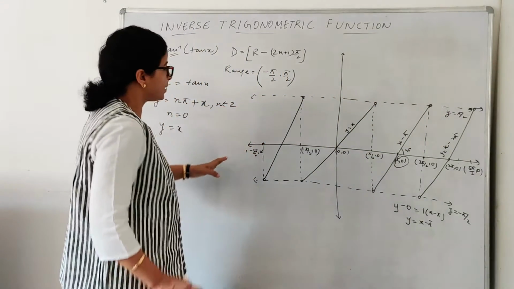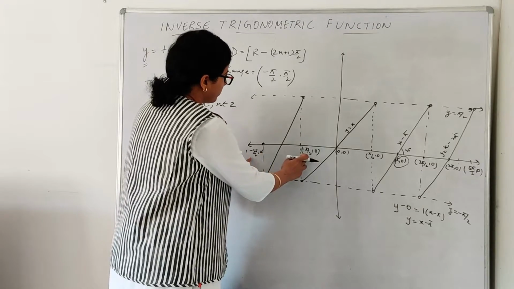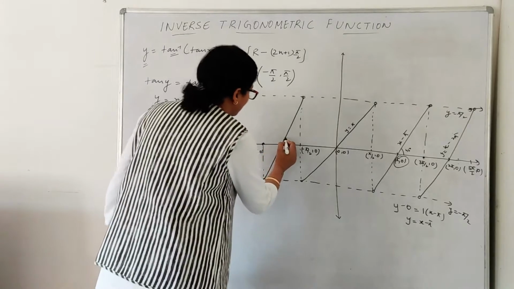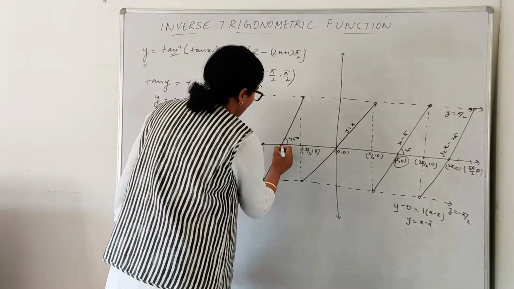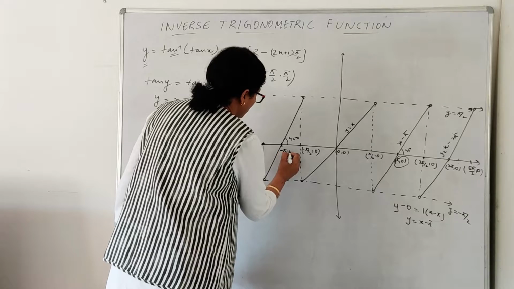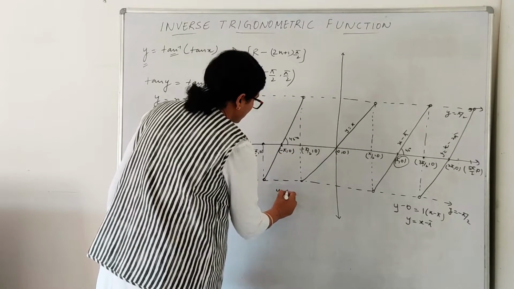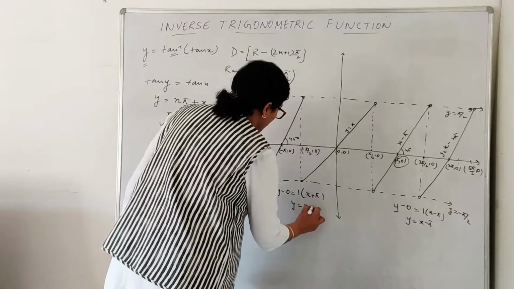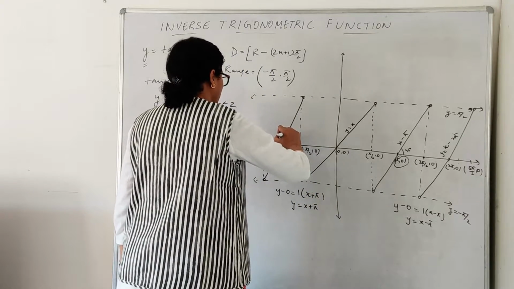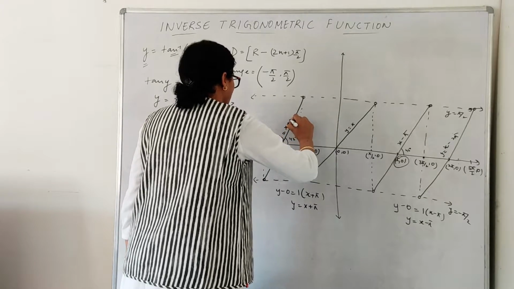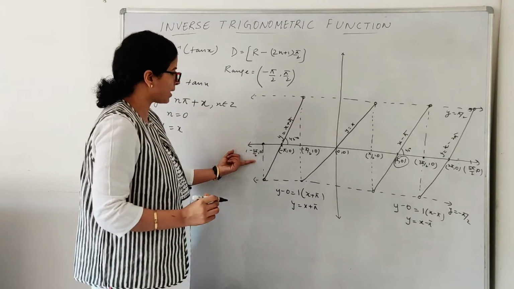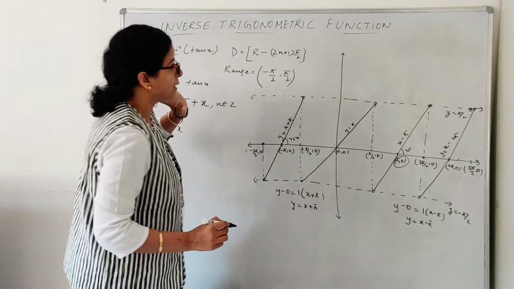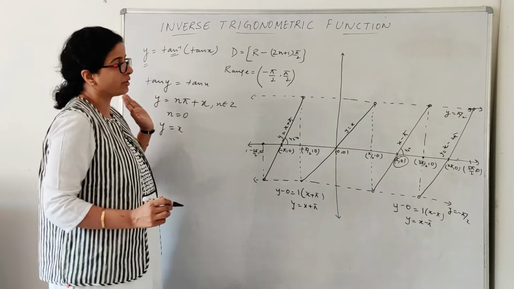Is that clear? Similarly, whenever my angle lies between minus 3 pi by 2 and minus pi by 2, what should be my angle? Look at again the 45-degree line. And what is this point? This is (minus pi, 0). So what will be the required equation? y minus 0 equals 1 times (x plus pi), so y equals x plus pi. So whenever the angle lies between minus 3 pi by 2 and minus pi by 2, my value of y will be equal to x plus pi. Similarly, you can further draw the graph.